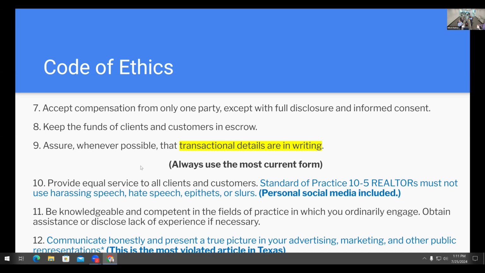Be knowledgeable and competent in the fields of practice in which you ordinarily engage. Obtain assistance or disclose lack of experience if necessary. These are code of ethics. TREC says that you will be competent in the area of real estate you're practicing. So if you're doing residential, you need to be competent in residential. If you're doing commercial, well, that's a whole different type. TREC says that whenever you do a new type of real estate, you need to be mentored or have somebody coach you for the first 3 transactions.